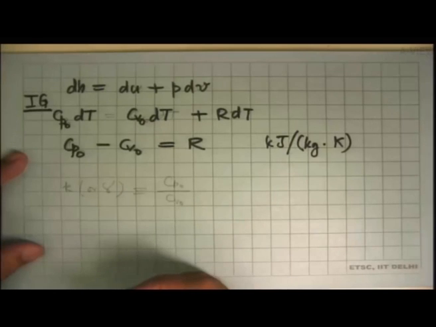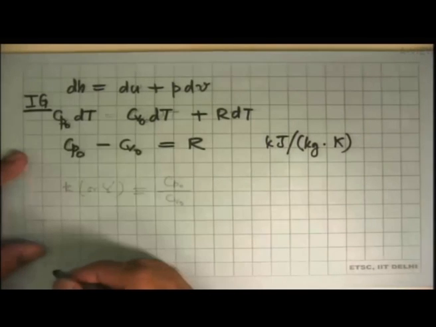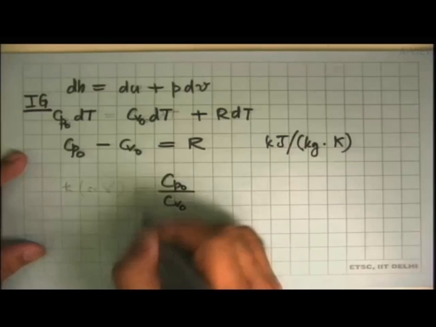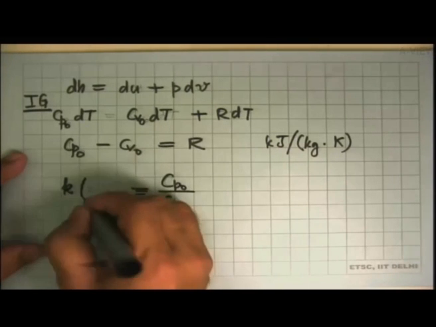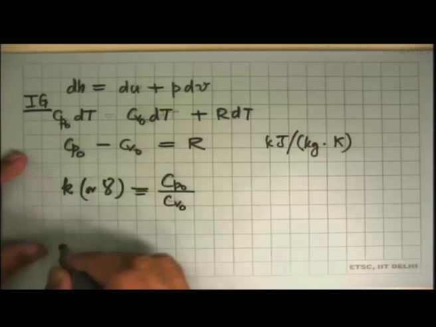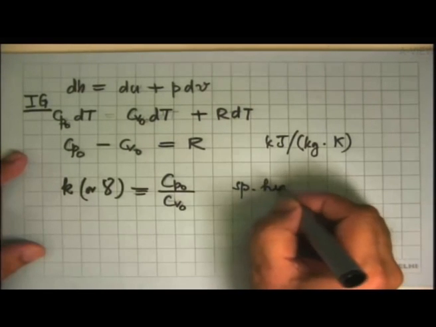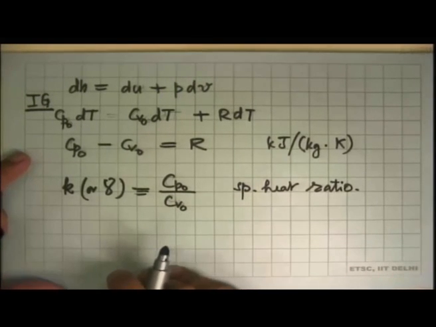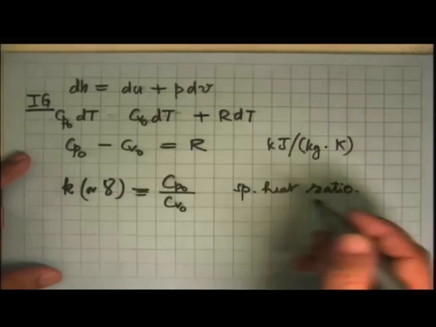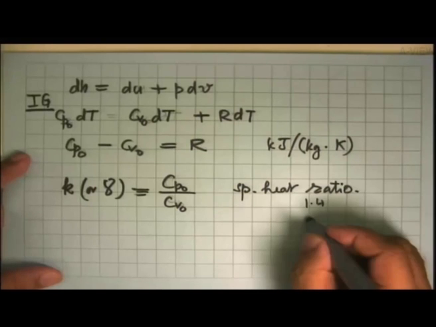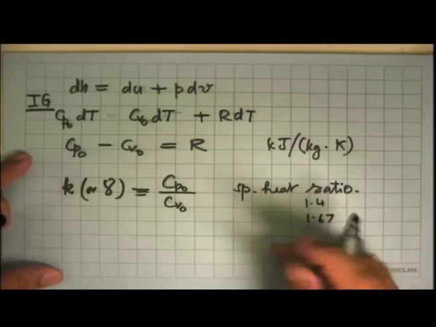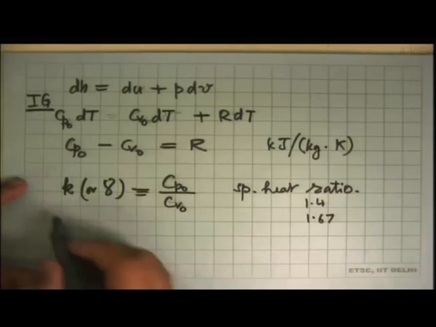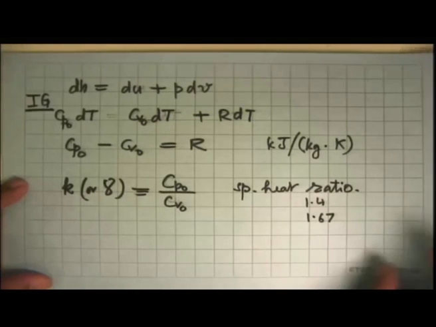And the second thing, a number that we will now exploit more and more for gases, is the ratio of Cp0 to Cv0, which is defined as k, or in some cases gamma, the specific heat ratio. And if you remember your physics from other courses, you find that for air it is 1.4, for monoatomic gases it is about 1.67, for bigger molecules it is smaller. So that's something that comes up, and this k comes up in many applications.